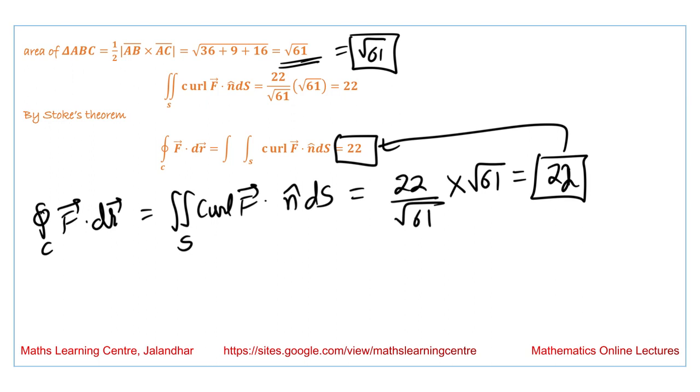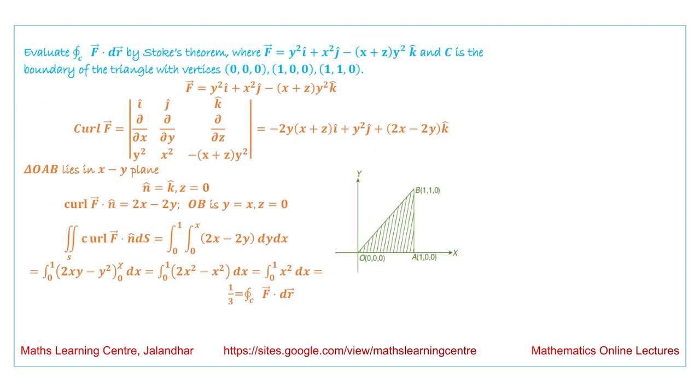So this is the value of this integral. So we have used Stokes' theorem to evaluate this integral. Now next we have to evaluate the line integral of F vector dot dr vector by Stokes' theorem. This is the value of F vector, and C is the boundary of the triangle with the vertices (0, 0, 0), (1, 0, 0), (1, 1, 0).